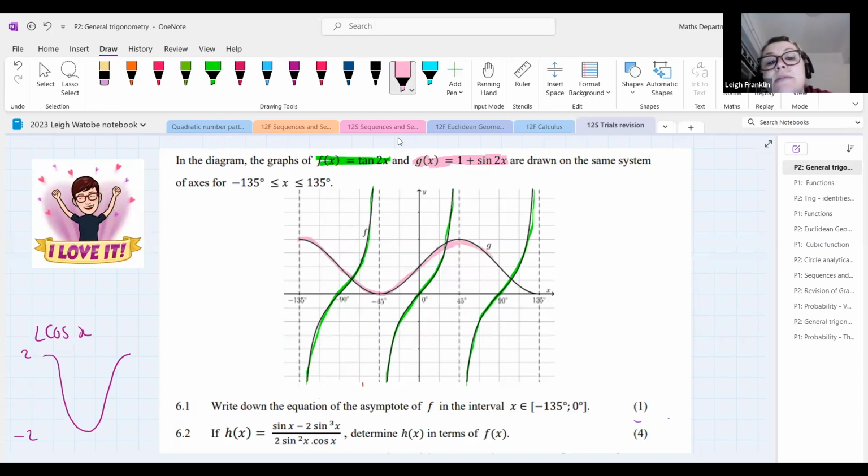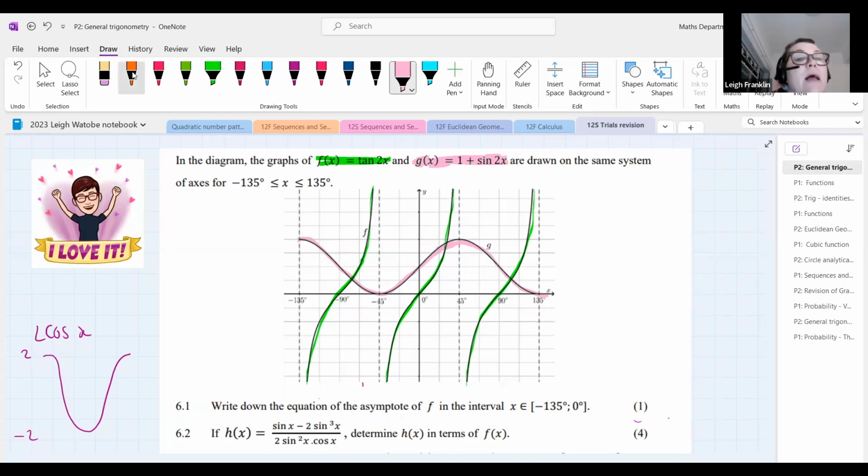So in the second graph, in g of x, they have changed the period. Again, instead of repeating itself every 360 degrees, it's repeating itself every 180 degrees. And they have shifted it 1 unit up. Normally it would have a maximum at 1 and a minimum at -1, but now it's got a maximum at 2 and a minimum at 0. Does that make sense to everybody?